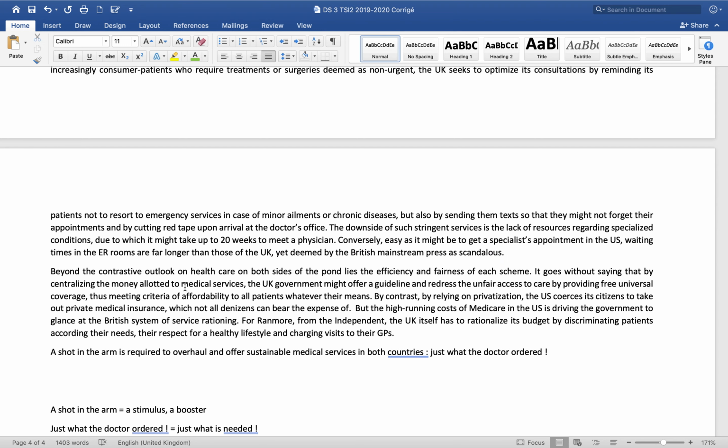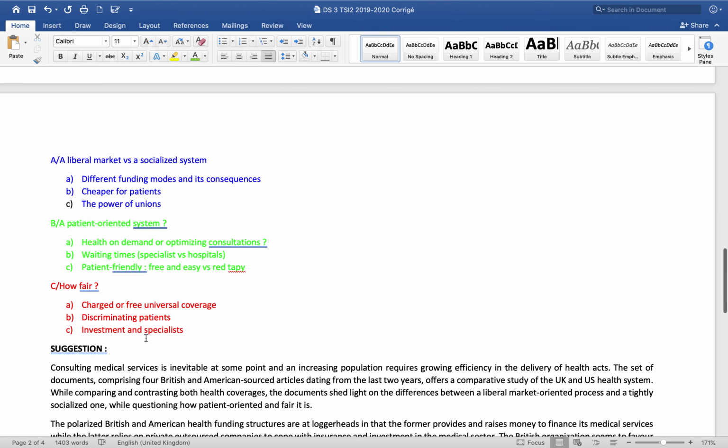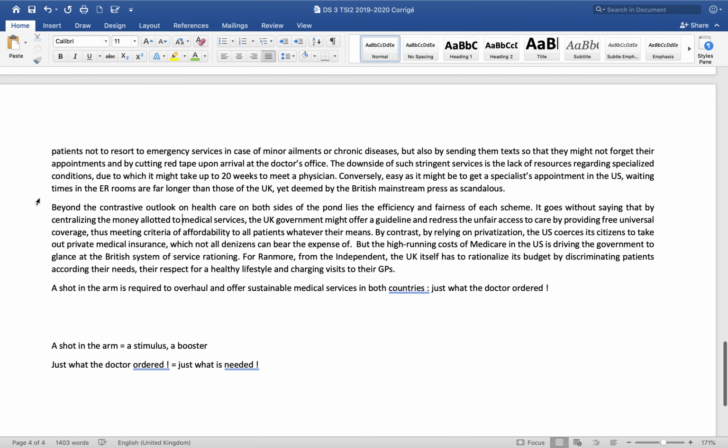The last paragraph is about how fair the system is. So beyond the contrastive outlook on healthcare on both sides of the pond, means both sides of the Atlantic. The pond in the press is another word for the Atlantic. Okay. So on both sides of the Atlantic, which means in the UK and in the US.